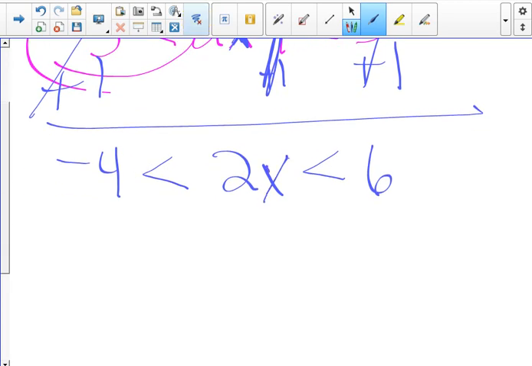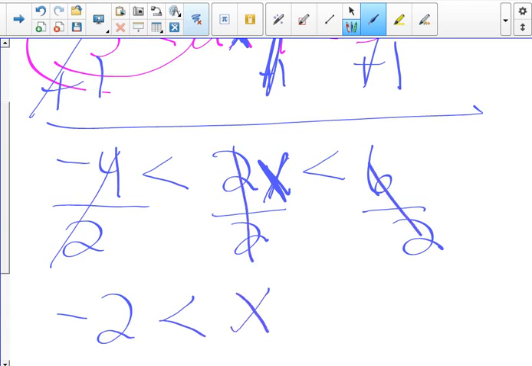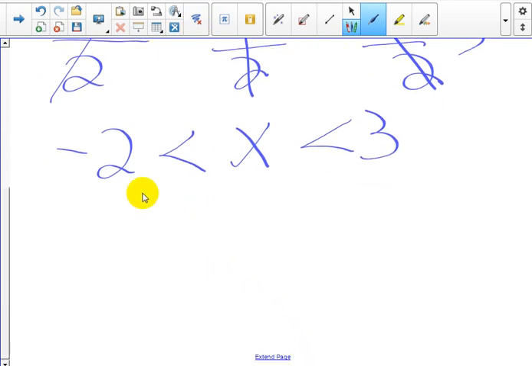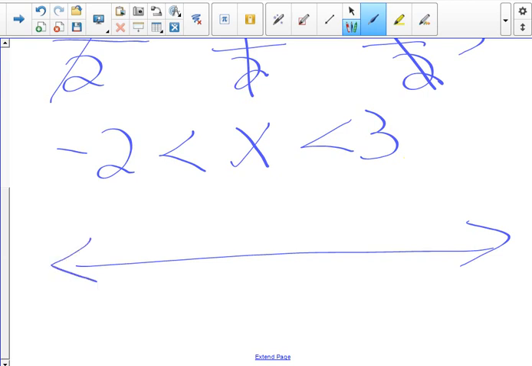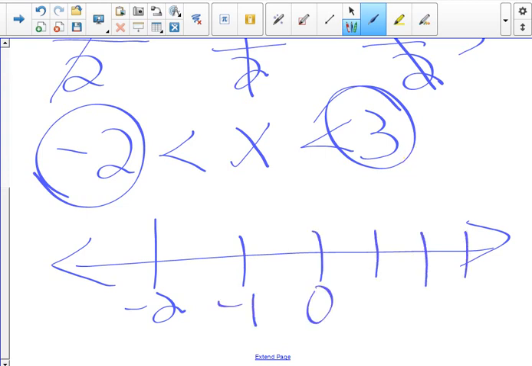Now I've still got to isolate my x, so I've got to divide by 2. And if I divide that by 2, I have to divide all terms by 2. So now that simplifies to negative 2 less than x, because those cancel out, and that goes to a 3, less than 3. So there's my final inequality. x is greater than negative 2 but less than 3. So how do you graph these? Well, you look at your boundary points, negative 2 and 3. So I'm going to put a negative 2, negative 1, 0, 1, 2, 3.